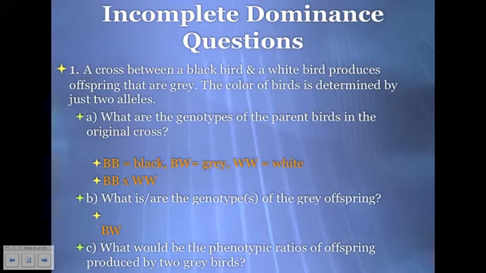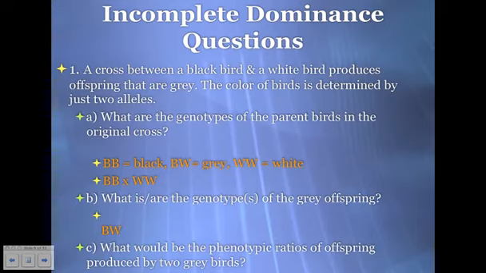So this is where I will have you stop so that you can work through these, because I would like you to know how to do incomplete dominance questions using a Punnett square. Number 1. A cross between a black bird and a white bird produces offspring that are gray. The color of birds is determined by just two alleles. What are the genotypes of the parent birds in the original cross?